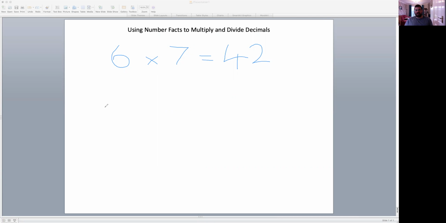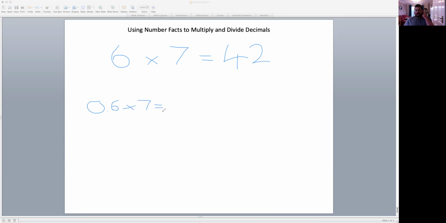So for example, if I asked you to tell me what the answer to 0.6 times 7 is, if you needed to work that out, you know that 6 times 7 is 42. So what's the answer? Now, a common error would be to say, well, it must be 0.42, Mr. Snowden. And that's wrong, sadly. If you said that, don't worry if you did, but it's wrong.